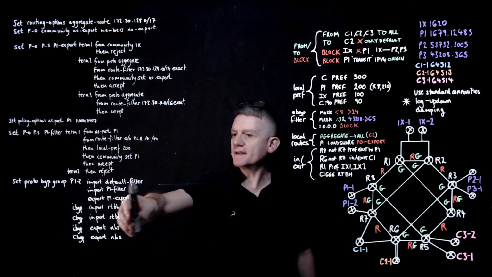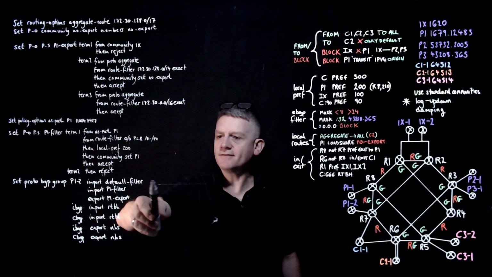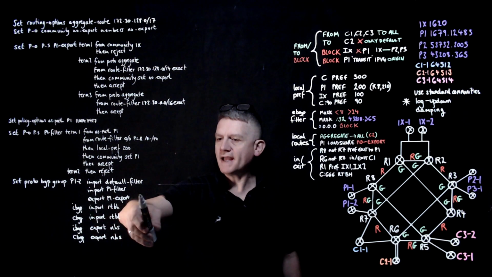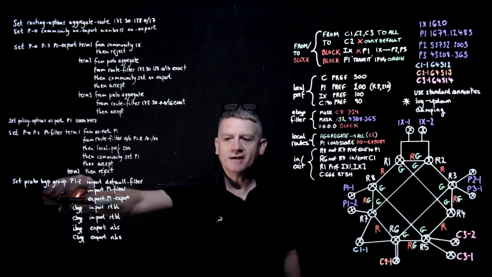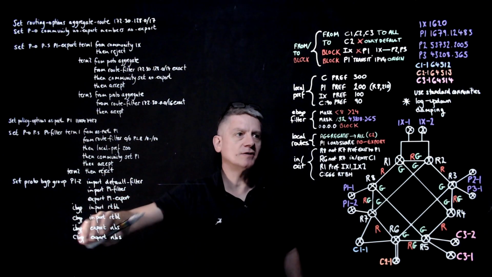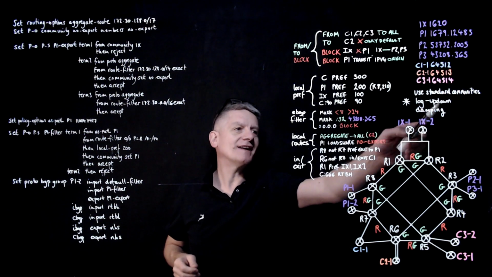Then of course, we've got the two import filters, the default filter and the P1 filter, we've got the export. And we must remember to keep doing these IBGP and EBGP routing to black holes and next hop self, any damping that's required, and the log up down.